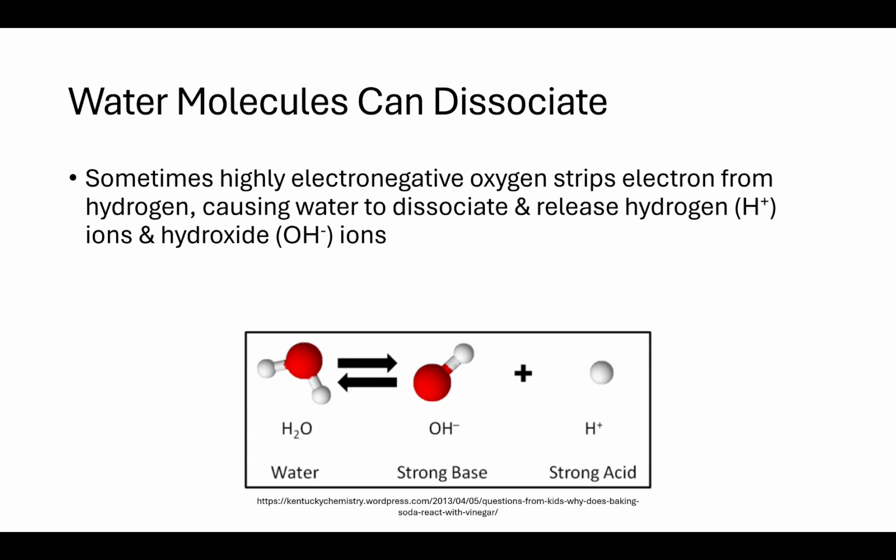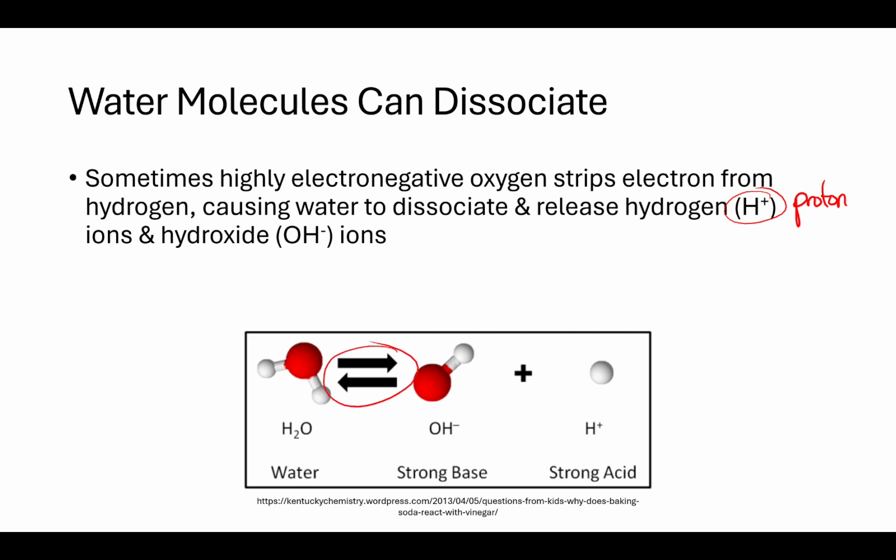Water molecules also, because of the electronegativity of oxygen, can actually break apart, and this is called dissociation, or they dissociate. Oxygen is so electronegative that on some occasions it will actually strip the electron from a hydrogen, and then it will break into two ions. That is a hydrogen ion, which is sometimes called a proton because it is basically a naked proton. It's a nucleus without any electrons. So we'll talk about proton pumps later, which are going to be important. And then hydroxide ions, which are OH. And then this is a reversible reaction.